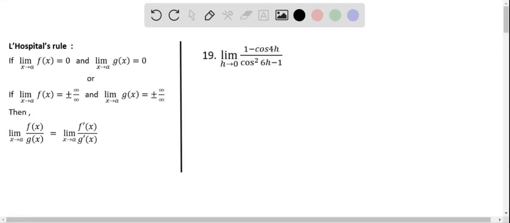We will now evaluate this limit. That is, we have the limit as h approaches 0 of the rational function (1 minus cos 4h) over (cos squared 6h minus 1). So let's do the direct substitution over here.